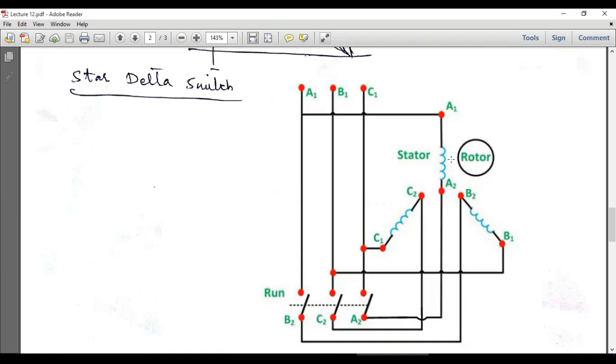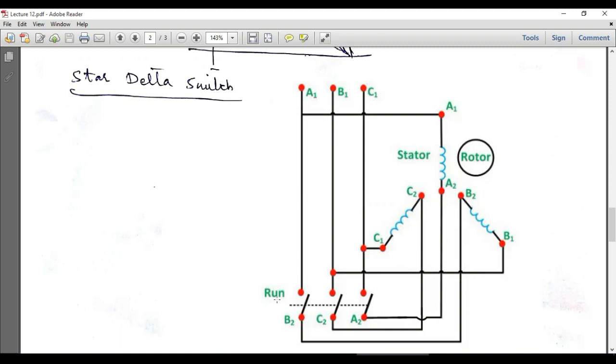In the start condition, this switch must be open, and when this switch is open, these three windings will be connected in star mode. So this is the first phase A1, and this is the second terminal of this winding, which is A2. Similarly, this is B1, and this is B2, and this is C1, and this is C2. All three windings are isolated from each other, and at this point we can connect all these three windings A2, B2, and C2. Then it will become a star connection.